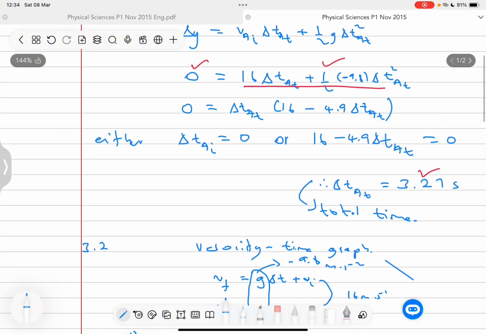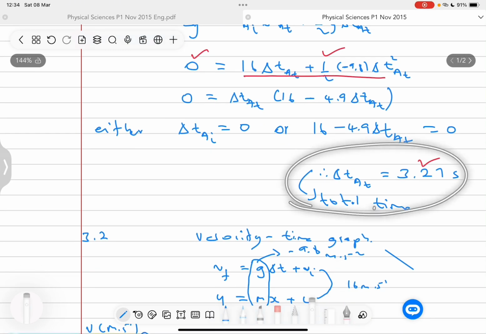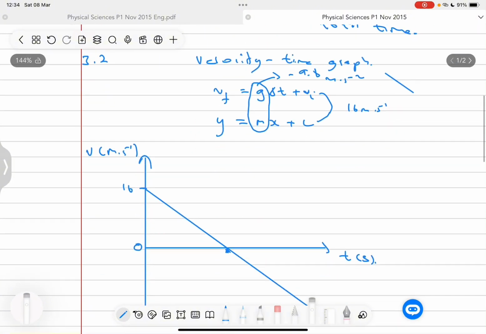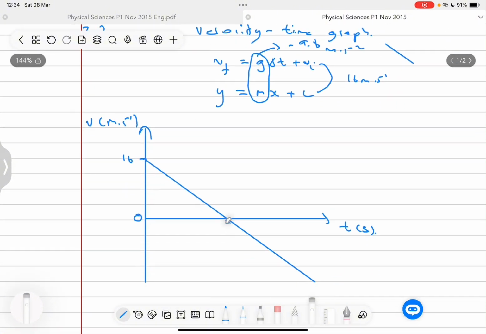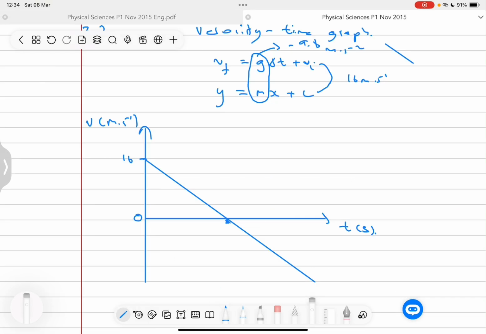But we don't have that time. We actually have the total time. We have the time that it takes the projectile to come back down. So we know that from here going down is the part where the projectile is coming down like that. That means from here to here is going to the maximum height, and going down here should give us the total time. So here the total time would be 3.27 seconds.